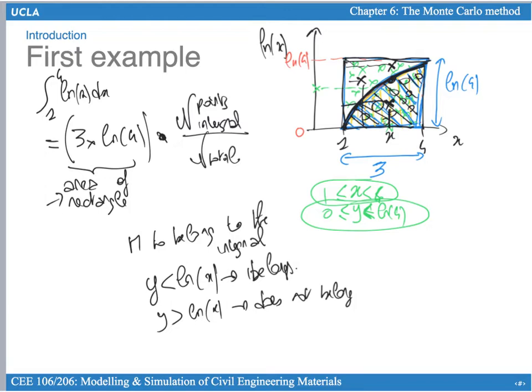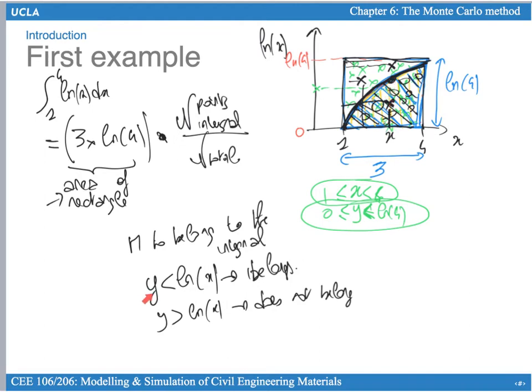So if you generate enough random numbers, this method will give you a very good approximation of the value of this integral. And again, it relies on two key ingredients of the Monte Carlo method. First, it relies on generating random numbers. And then it relies on checking whether the point satisfies a given condition or not. Does the point that you generated satisfy this condition? Is it below the curve that we are going to try to integrate or not?